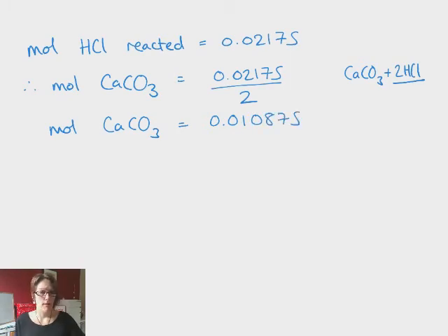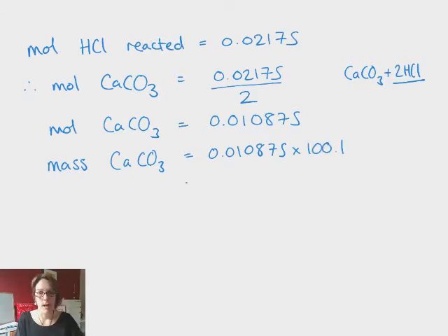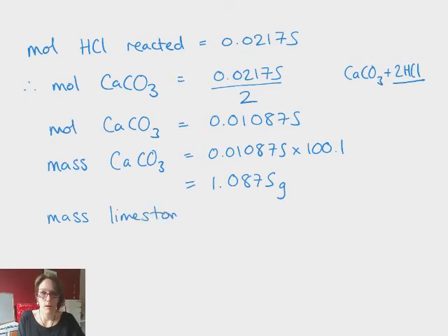0.010875. And I'm not rounding up here because we're right in the middle of a calculation. If there were lots and lots of decimal places, I might round it to say 4 sig figs, but I don't want to round too much. So my mass, therefore, of calcium carbonate is going to be moles times the MR, so the MR is 100.1, and that gives me 1.0875 grams. This is good because this is smaller than the mass that's in the original sample.